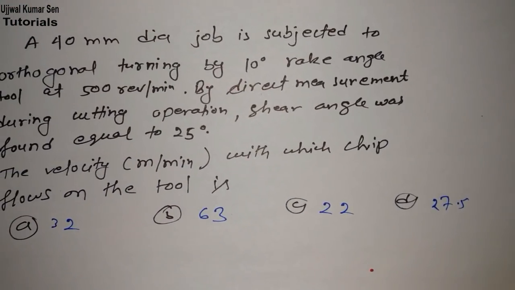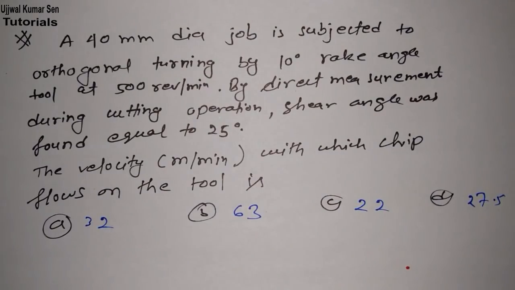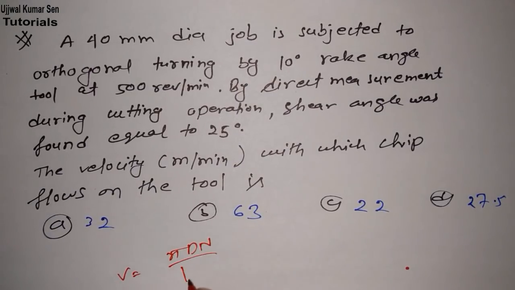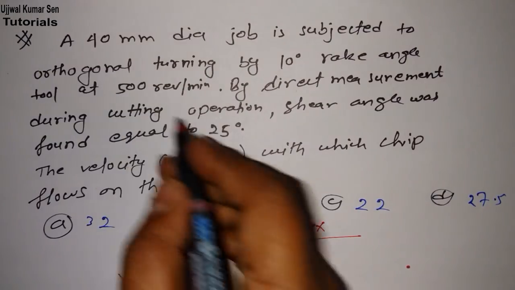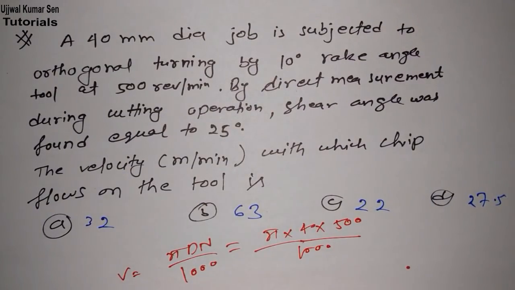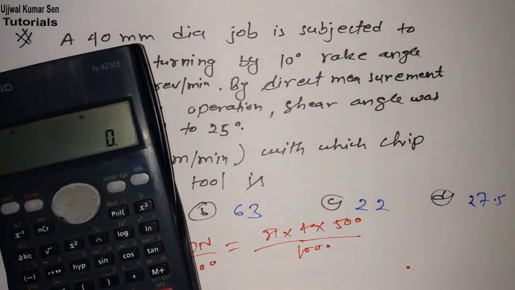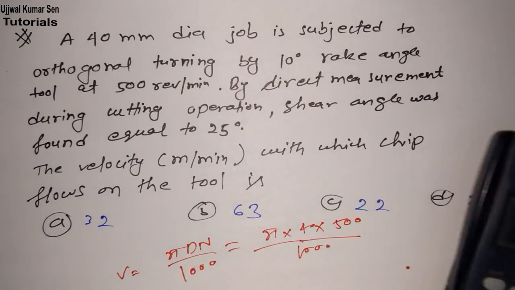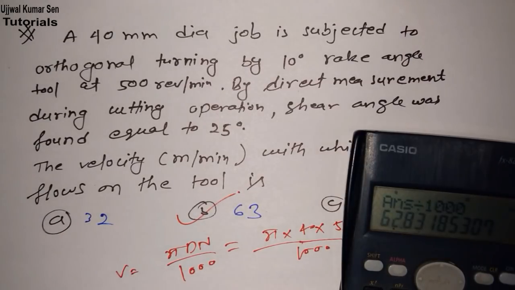We have a question right now. Let me read it because this is an interesting question. Here also we have to find the chip velocity. For finding chip velocity, I have shared two formulas, but here we have to use the one that is suitable. So we have V is equal to pi dN by 1000. Diameter is 40, and N is 500, divided by 1000. Simple, right? So pi multiplied by 40 into 500 divided by 1000 gives 62.83. So B is the right answer for this question.